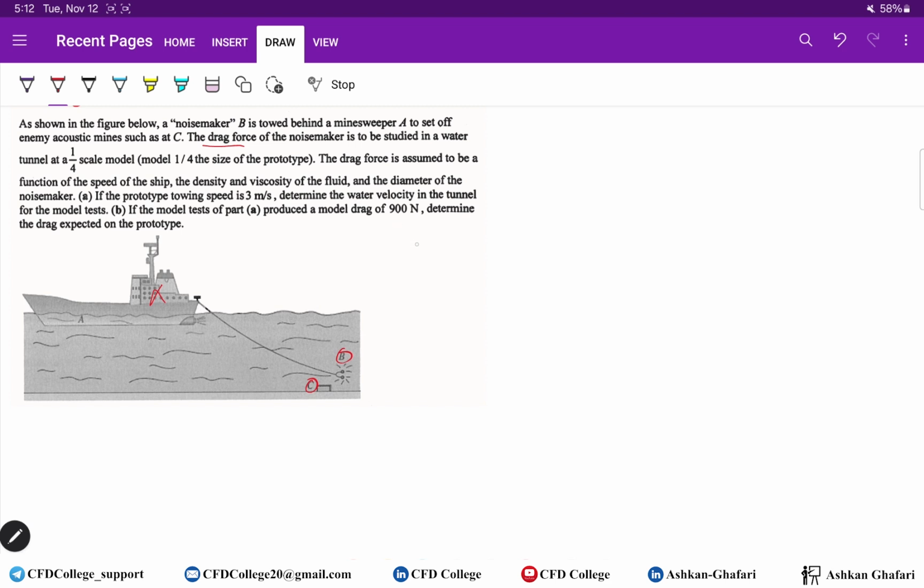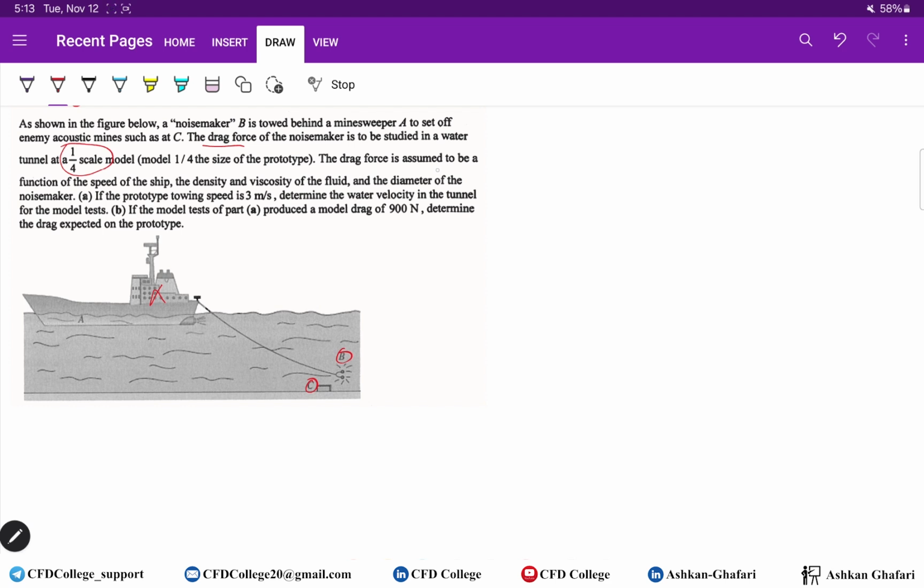So as I mentioned, the length of the model should be smaller than the actual prototype. So that's what we know here. Lm over L or D, I don't know. Since we are working with drag, we usually use diameter. But let's move forward. So we know the scaling 1 to 4.